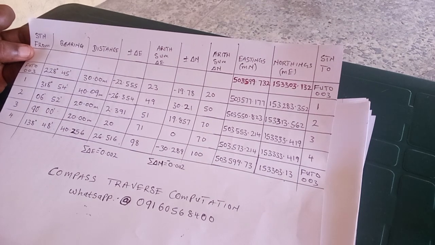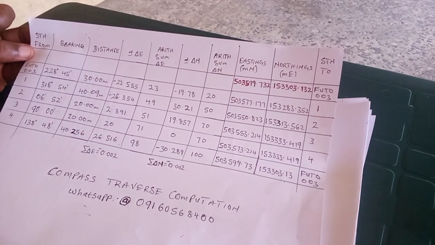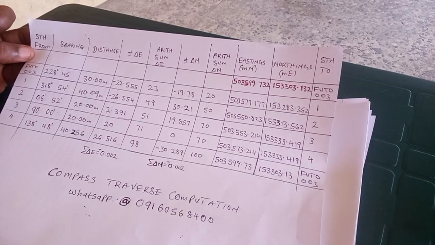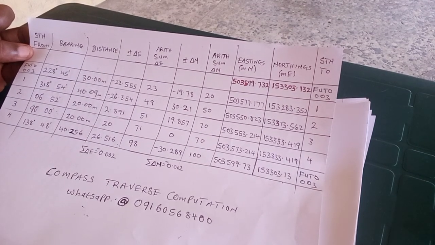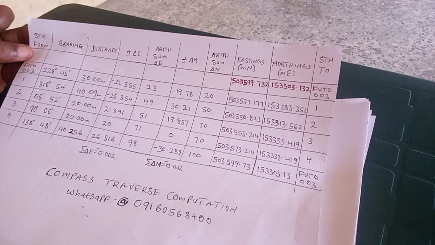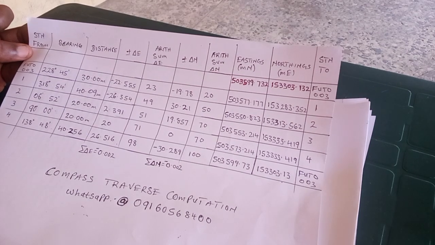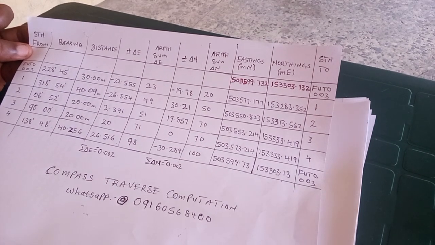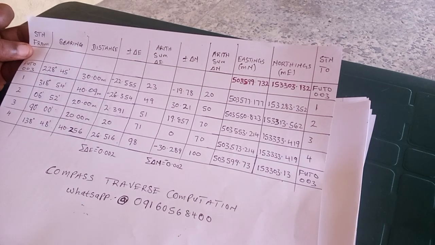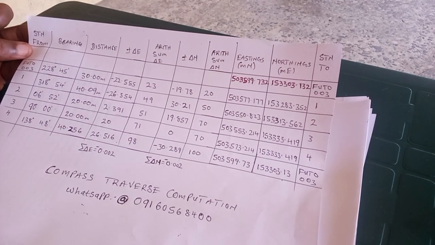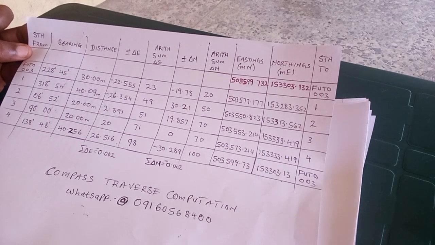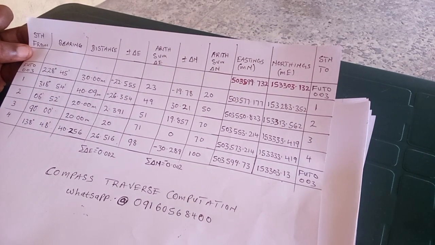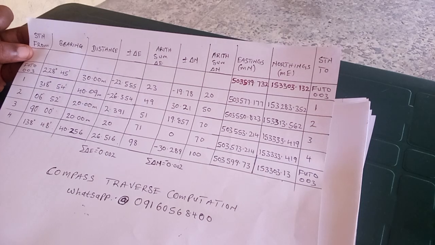So quickly I will show you how to carry out a simple compass traverse computation. This kind of compass traversing is basically used for recce, the reconnaissance. It's not really a very accurate method of surveying, but just for recce, so you know how to go about it without any issue.